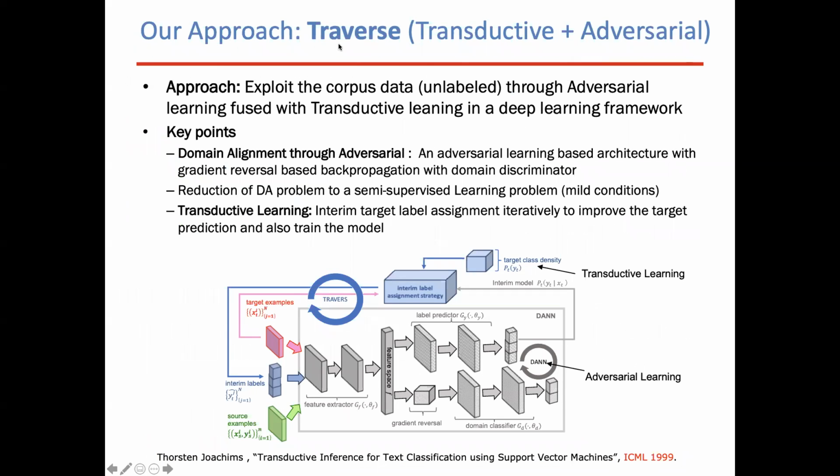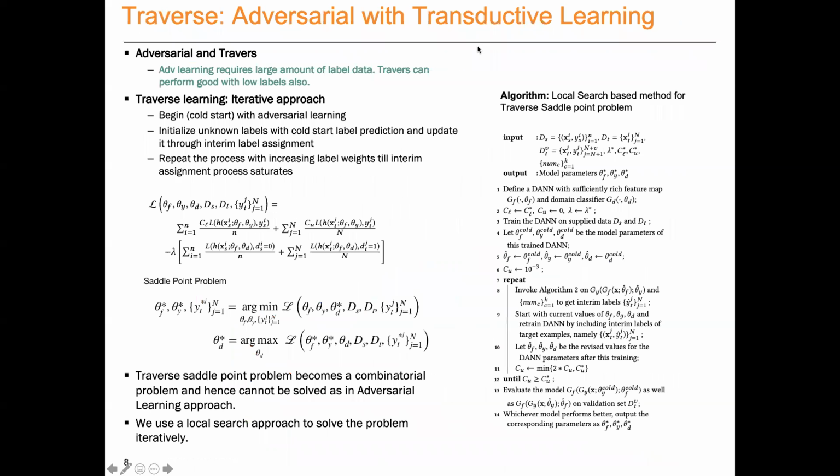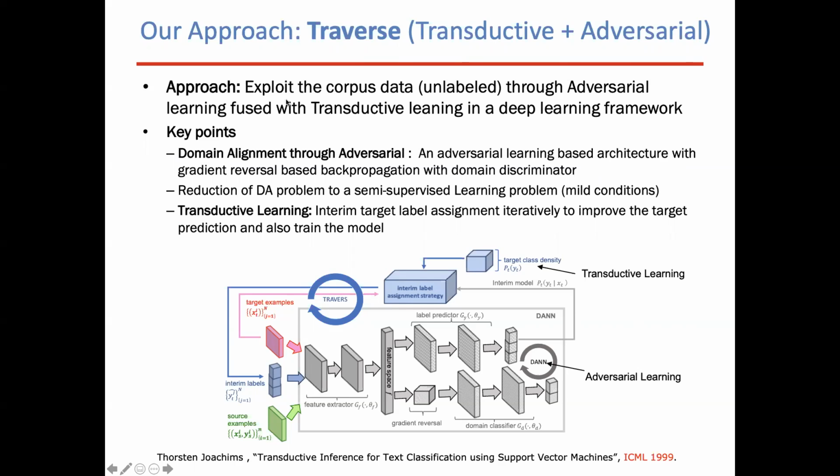So our approach, which we call TRAVERSE, is inspired by both transductive learning and adversarial learning. We exploit the corpus data, which is unlabeled data, through adversarial learning, as we just talked about, but that is fused with a transductive learning approach, where we improve upon the label predictions in an iterative manner, even from unlabeled data. That way, we do not need to depend only on source domain data. We also exploit target domain data, which is yet unlabeled. So the key point here is the adversarial learning approach, which we use to align the domains, and that alignment helps us reduce the domain adaptation problem to a semi-supervised learning problem under some mild conditions.